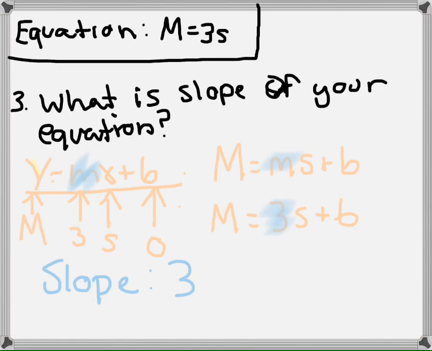The third question asks us, what is the slope of our equation? So you see here, I put our equation up in this corner, and like we saw in the previous one, the slope is 3. Because in the equation format, y equals mx plus b, y is substituted for m, m is substituted for 3, x is substituted for s, and b is 0. 3 is the slope of our equation, which would be represented as the change in y over the change in x.